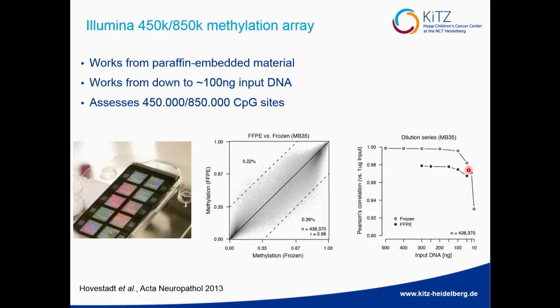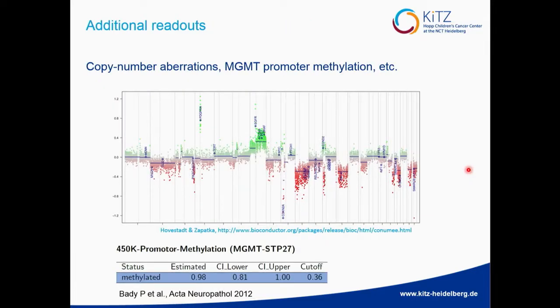And as the name tells, we are assessing genome-wide 100,000s of different individual CpG sites. The other very strong advantage of utilizing such an array-based method is that from the SNP information that is contained on the array, you can also derive very good resolution copy number plots.